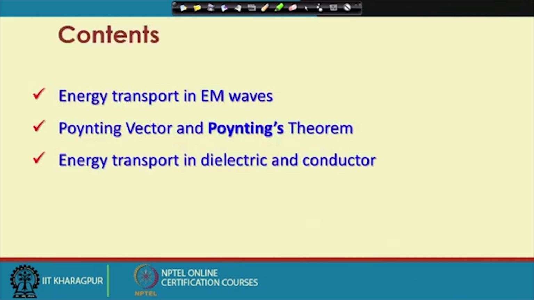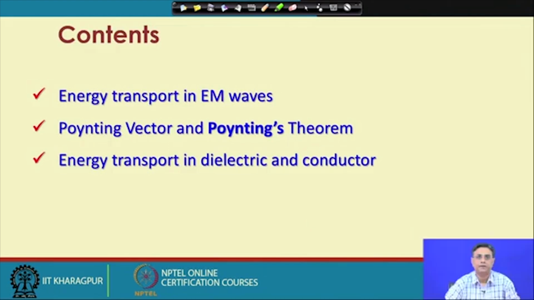We will be discussing under the following heads: energy transport in electromagnetic waves in a certain volume of the space through which the electromagnetic waves are travelling, how the energy is entering and how much of the energy is leaving out of that space. We will clearly quantify that, and try to understand how the loss is taking place within that volume.